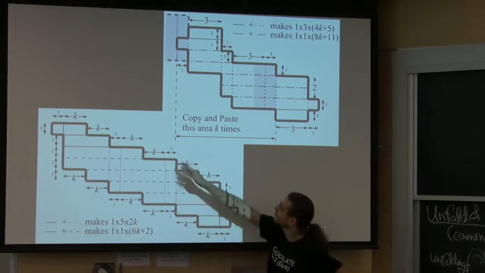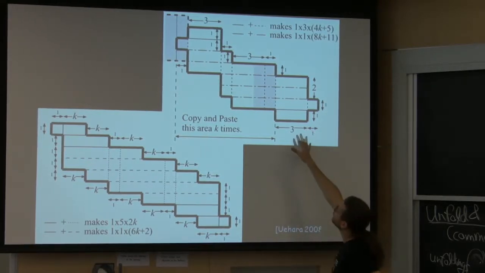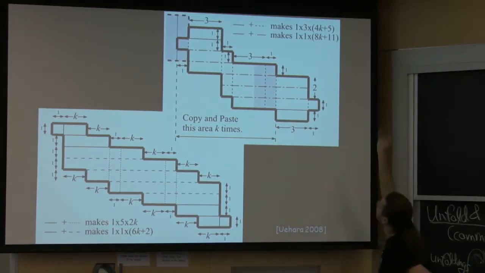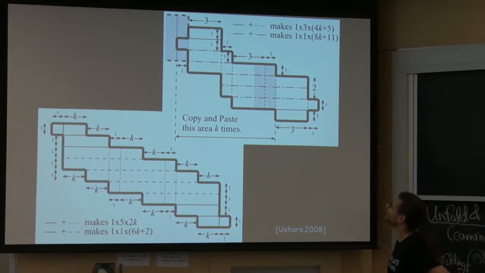This is a very regular pattern. And this one, a little more complicated to copy and paste, but it makes a 1 by 1 by 8K plus 11 box and a 1 by 3 by 4K plus 5 box, which is pretty cool. I haven't studied these carefully, but there's 2 different ways to fold each.